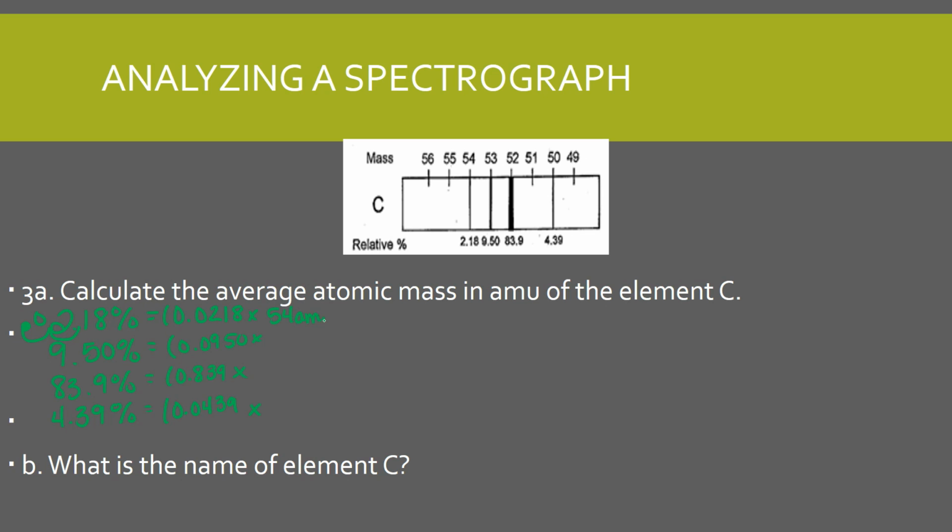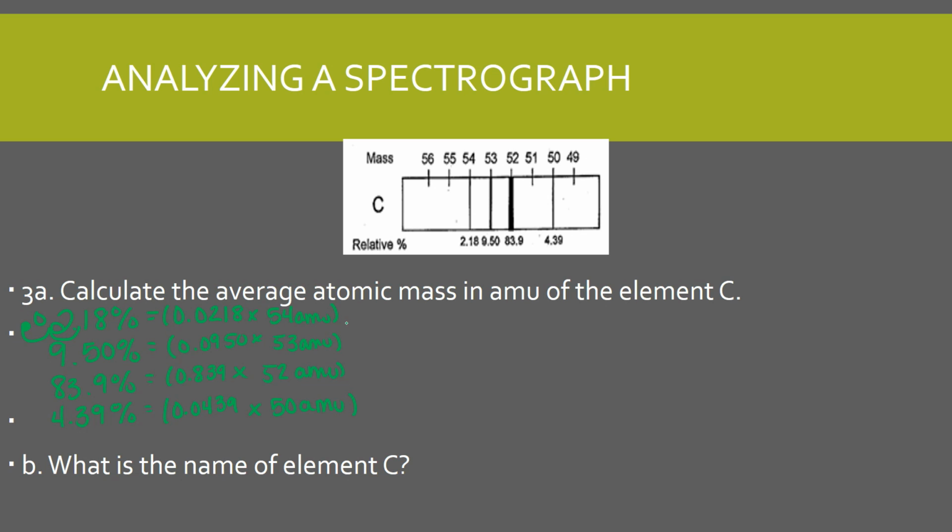So we have 54, and 9% goes with 53. So most of our mass is in that 52 range. So we should expect our average atomic mass to be relatively close to that.